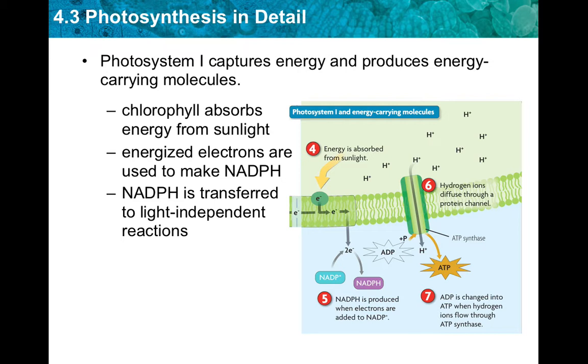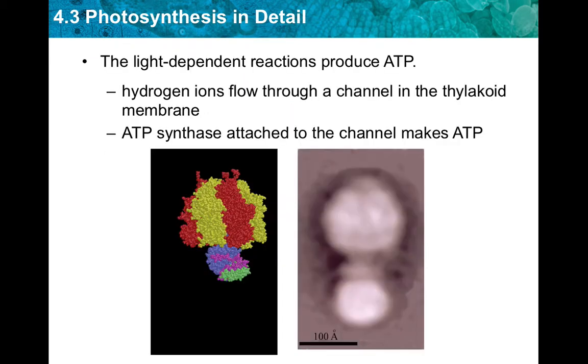Then we have NADPH produced. Electrons are added to the NADP+, which acts like an ADP, and NADPH is formed, which acts like an ATP. Molecules of NADPH go to the light-independent reaction. The light-independent reaction produces ATP.